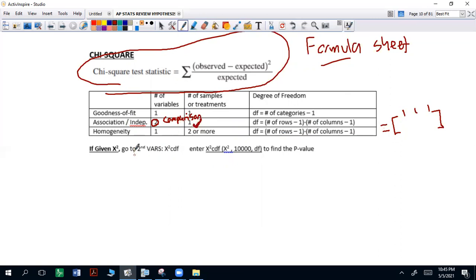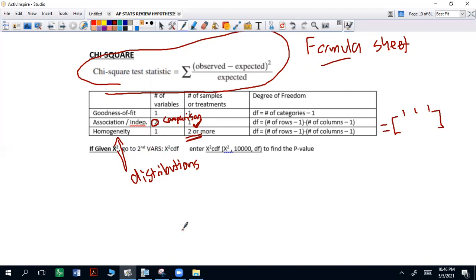Where homogeneity, you're looking for distributions. And you're trying to see, is the distribution among one sample different than among the other samples? So you're going to have two or more samples on that, but it's still one variable, distribution of these, color scheme or whatever.